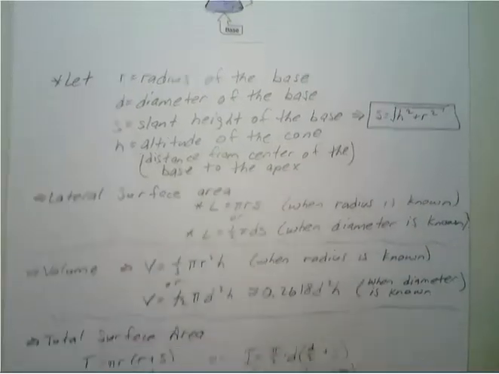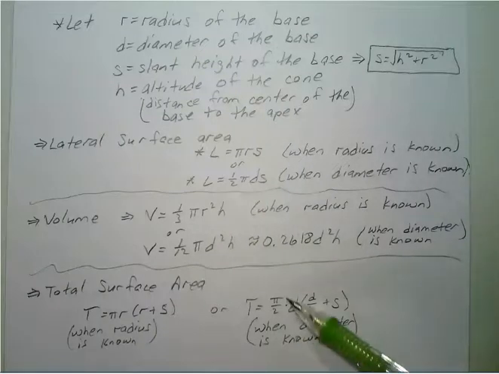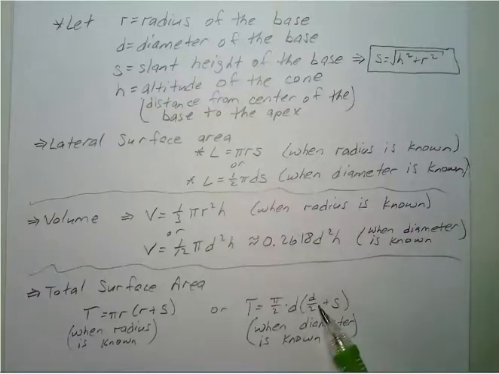Now to find the total surface area. The total surface area is really just the lateral surface area plus the area of the base. So when you're looking at the radius only, it's pi times the radius times the quantity radius plus the slant height. When you're looking at just the diameter, it's pi over 2 times the diameter, and multiply that by the diameter divided by 2 plus the slant height.